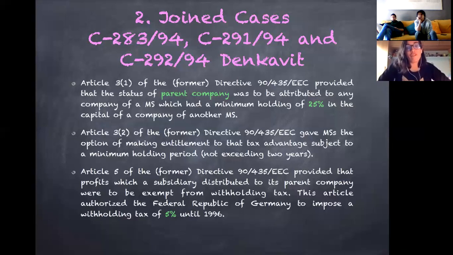Article 5 of this directive provided that profits which a subsidiary distributed to its parent company, as we have said in the previous slide, were to be exempt from withholding tax applied in the source state. This article authorized the Federal Republic of Germany to impose a withholding tax of 5%.